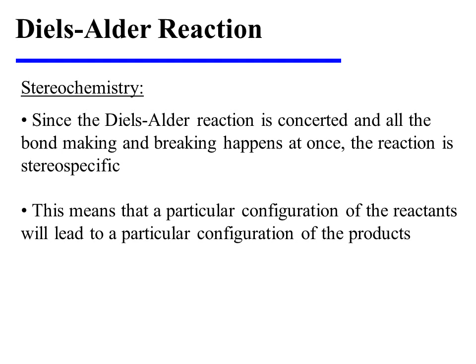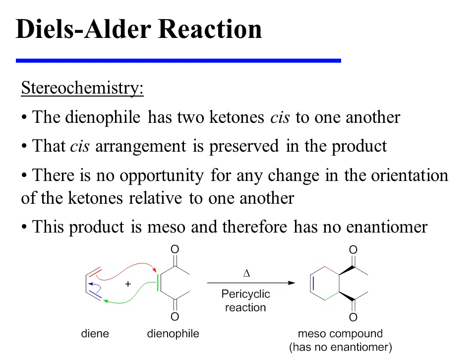The concerted nature of the Diels-Alder reaction has stereochemical ramifications. Since the Diels-Alder reaction is concerted and all the bond making and breaking happens at once, the reaction is stereospecific. This means that a particular configuration of the reactants will lead to a particular configuration of the products. For instance, in this example, the dienophile bears two ketones that are cis to one another, and that cis arrangement is preserved in the product.